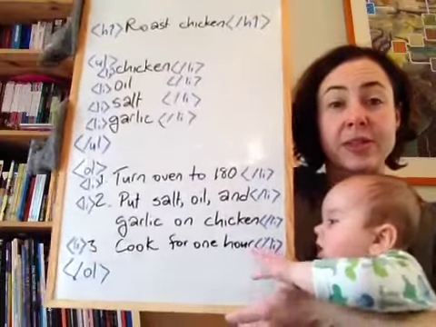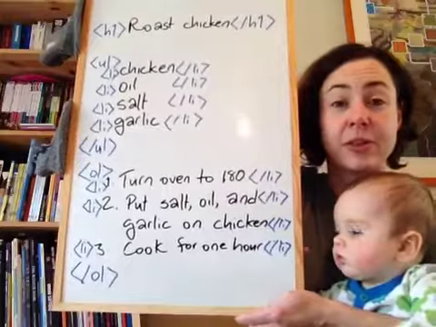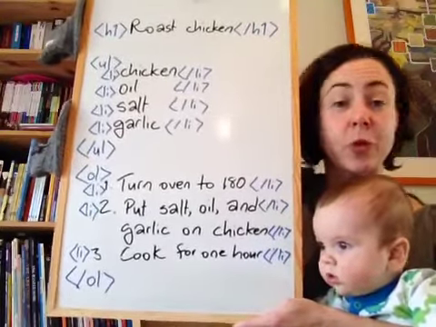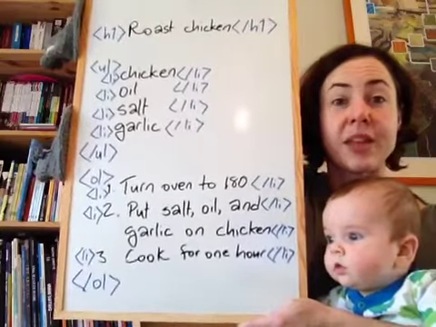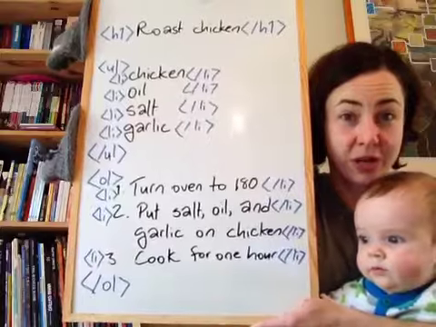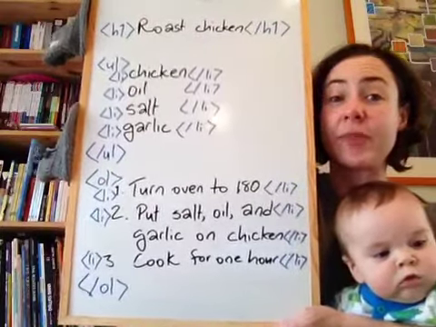There's the bit where it says H1. There's the bit where it says this is an unordered list. There's the bit where it says this is an ordered list. And there's a couple of bits where it's saying what the list items are. It looks worse than it is. These things look quite complex, but structurally they're quite easy.